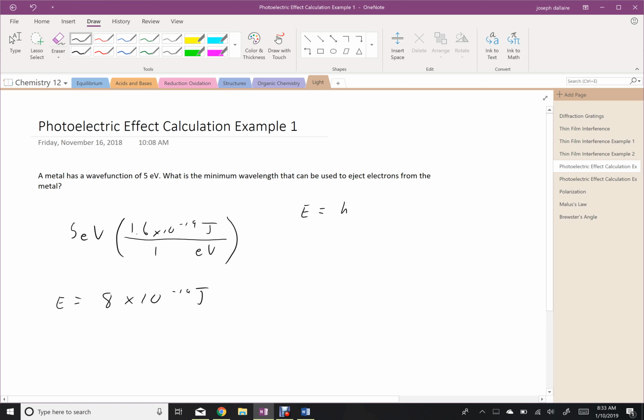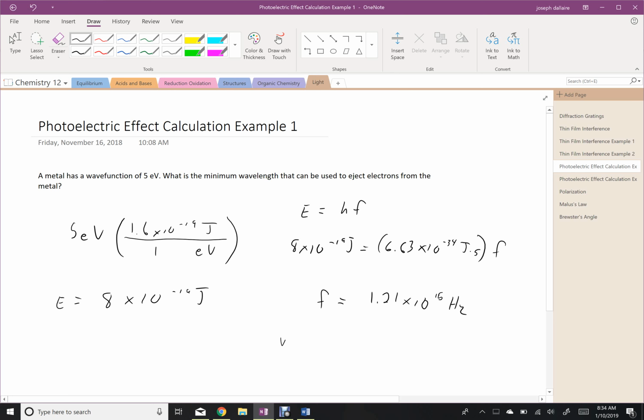So the minimum packet size, or the minimum photon size that will be able to release that amount of energy, I can find its frequency using Planck's equation here. 8 times 10 to the negative 19 joules, and Planck's constant 6.63 times 10 to the negative 34 joule seconds, and then the frequency. And I'm getting 1.21 times 10 to the 15 hertz.